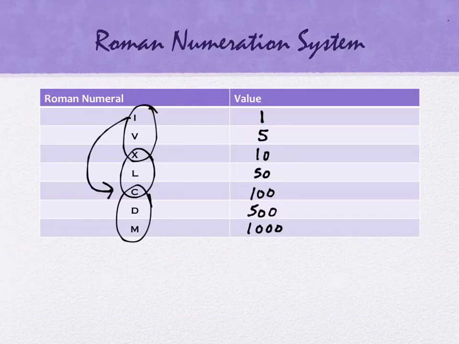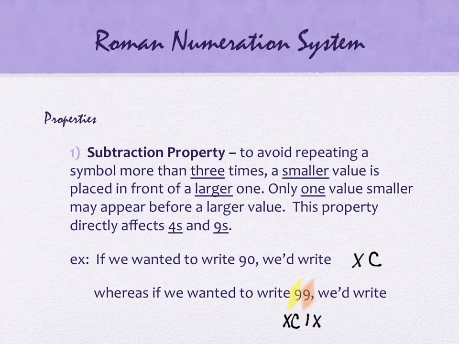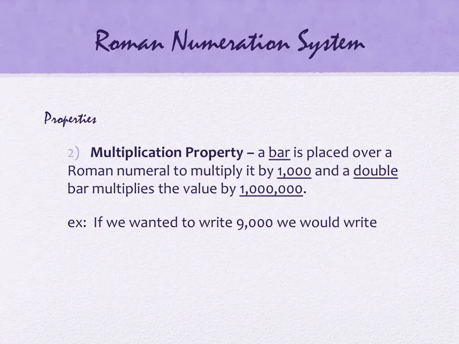On the other side of not wanting to repeat their numbers too many times, and so they do the subtraction property, they also have a multiplication property. The multiplication property allows us to get numbers bigger than 3,000. So basically anything 4,000 or bigger is going to have a multiplication property of some sort in the problem.